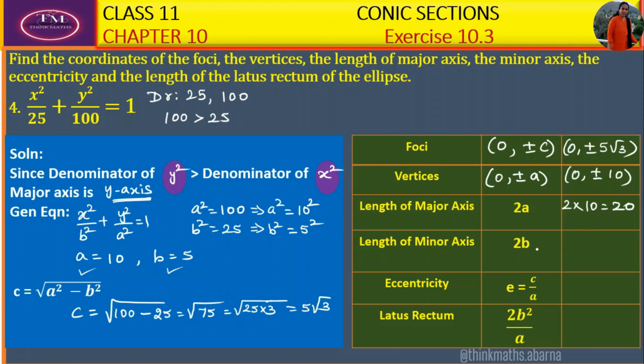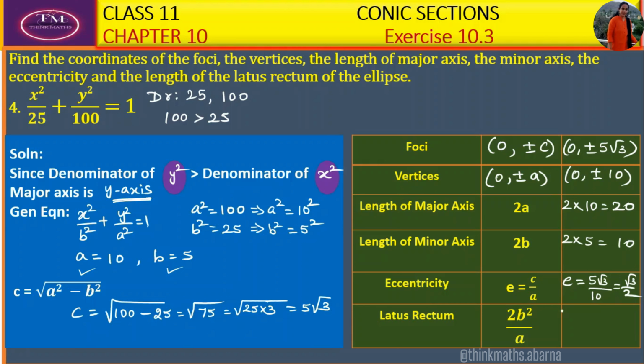And length of minor axis is 2b. So it is 2 into b. b is 5. So 2 into 5, 10. Then eccentricity. e is c by a. So e is equal to, what is c? c is 5 root 3 and a is 10. So 5 by 10 is 1 by 2. So we will get root 3 by 2.